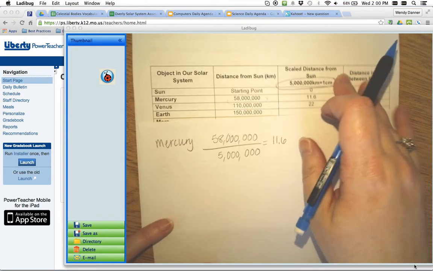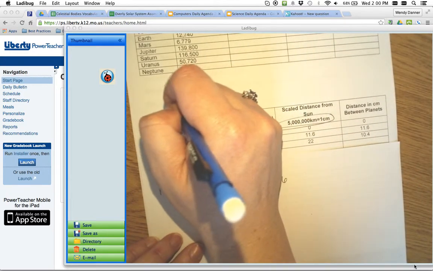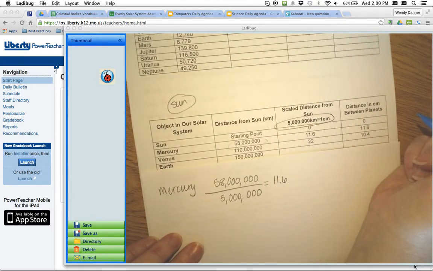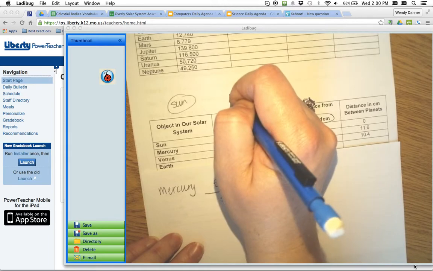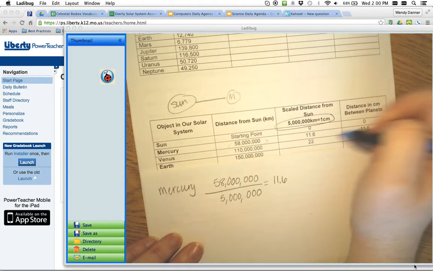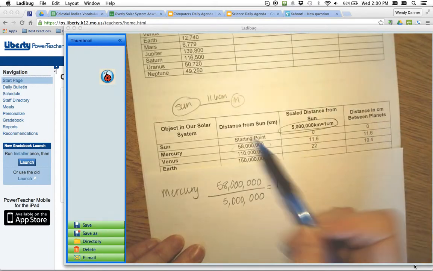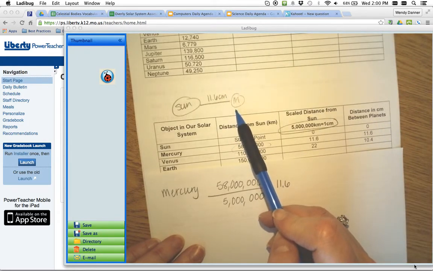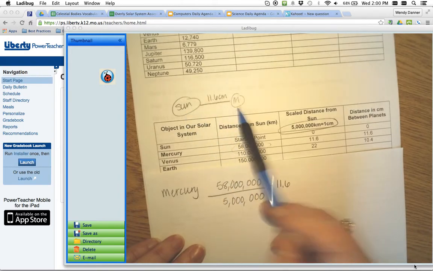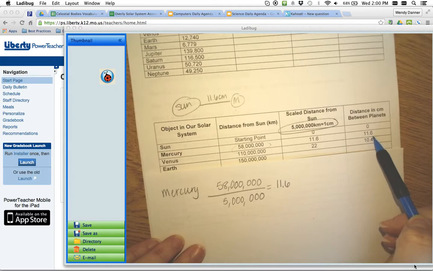Now, for me, it helps to kind of draw a picture to make this make sense. So the distance from the sun to Mercury, they're saying it's going to be 11.6 centimeters. There are no planets, I should rephrase that. There are no planets between the sun and Mercury. So that's why you have 11.6 here as well.